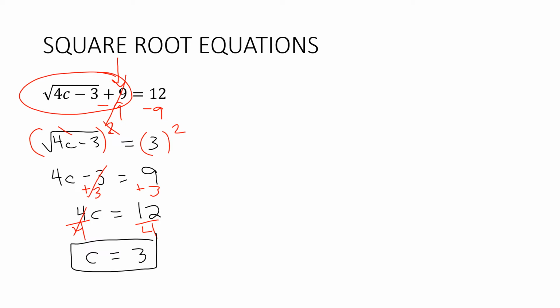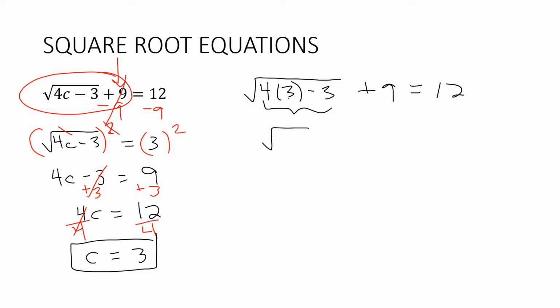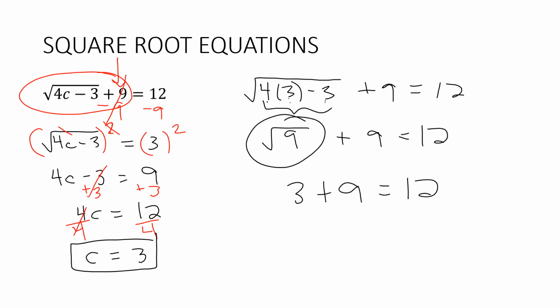And just to show you that this works, I'm going to plug that 3 into the original equation. So this would be square root of 4 times 3 minus 3 plus 9. And if we did this right, then it should come out to equal 12. So right here under the radical, 4 times 3 is 12, minus 3 is 9. The square root of 9 is 3, and 3 plus 9 does in fact equal 12, so we know that our answer was done correctly.